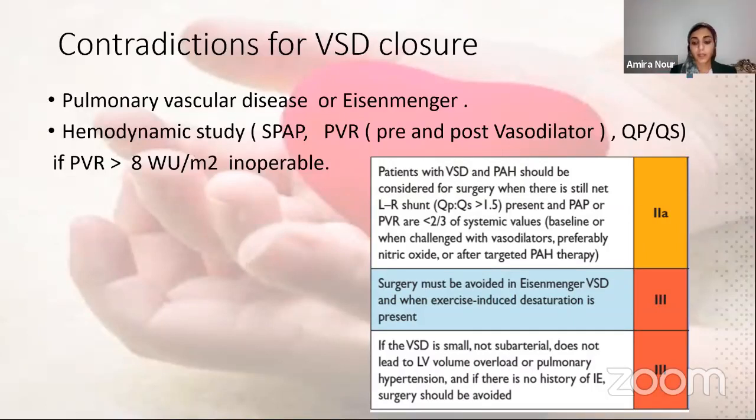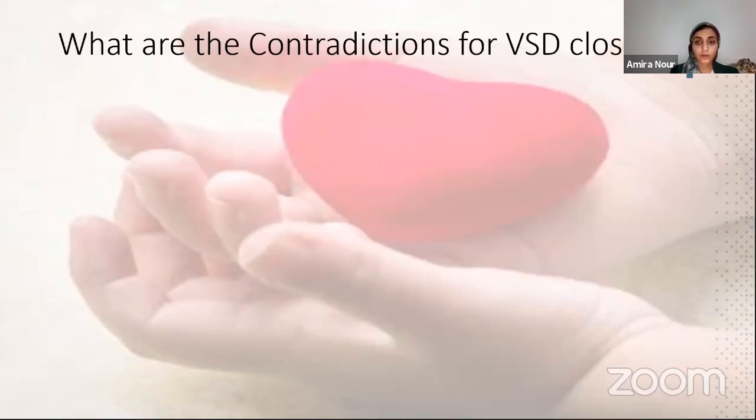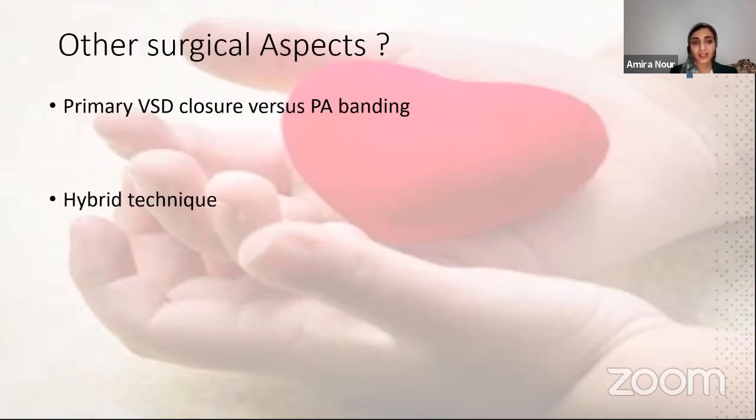Yes, Dr. Hatem, I have a question for you, since we are cardiologists. I always know that you prefer primary VSD closure rather than pulmonary artery banding. But I know that in certain situations or circumstances, you have to do pulmonary artery banding. So I would like to know from you, when do you sometimes have to do pulmonary artery banding?